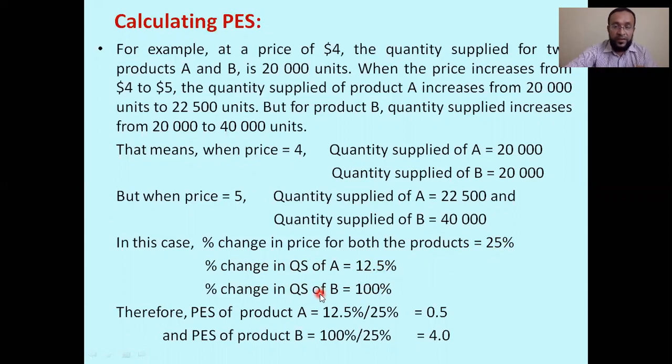Therefore, PES of product A equals 12.5% divided by 25%, equal to 0.5. On the other hand, it is 100% divided by 25%, equal to 4 for product B. So here we are getting two different price elasticities of supply for products A and B. So depending on this value of elasticity, we can identify the types of price elasticity of supply.